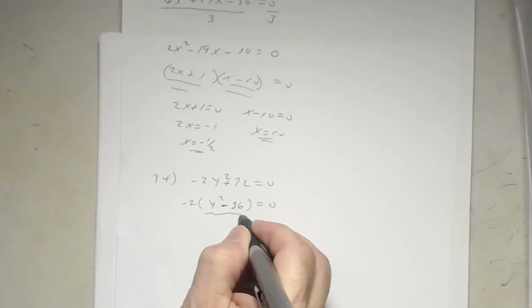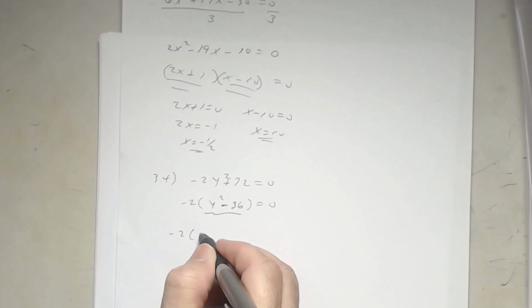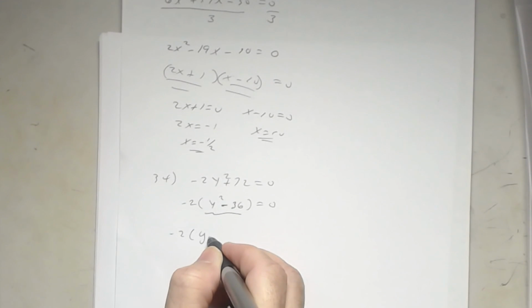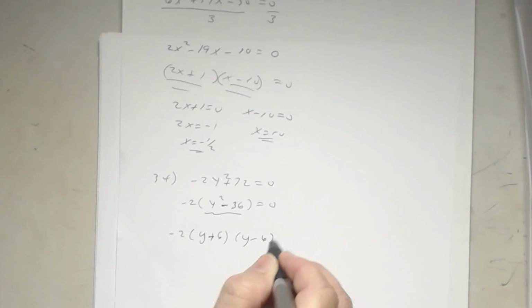So I can factor this further. That's negative 2 times what? y plus 6, y minus 6 equals 0. Now how many factors are being multiplied together? Three. One of them is negative 2. Is that going to help me at all?